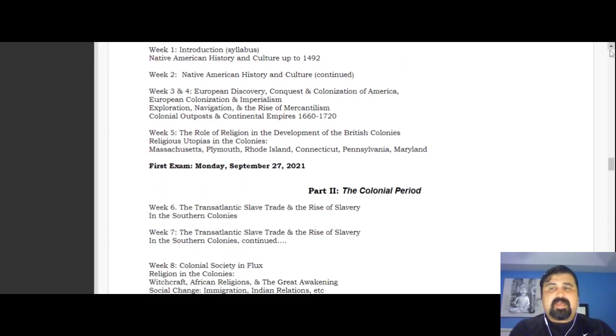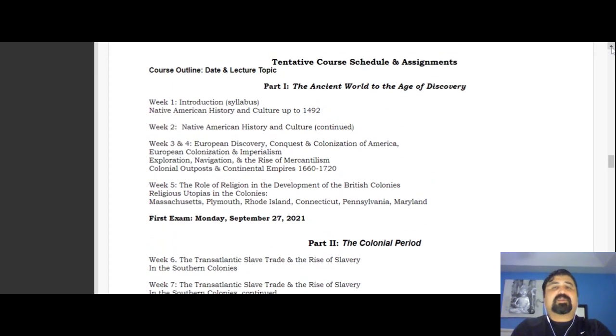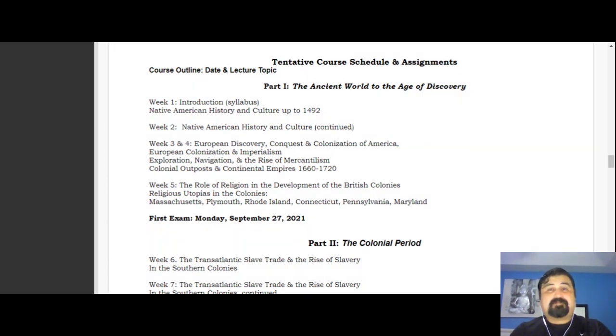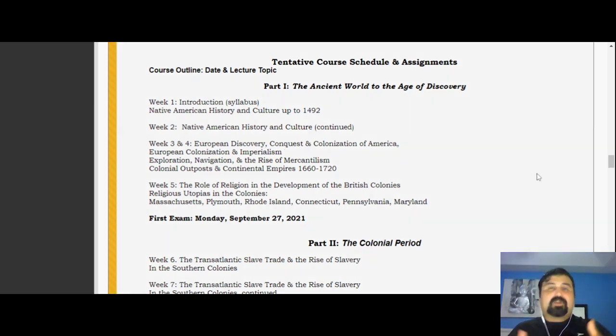This is, again, at the very end, a tentative course schedule and assignments. This is a place where you're going to find a timeline, so to speak. Okay. A timeline of a week-by-week organization. In other words, what kind of topics we're going to be covering each week.